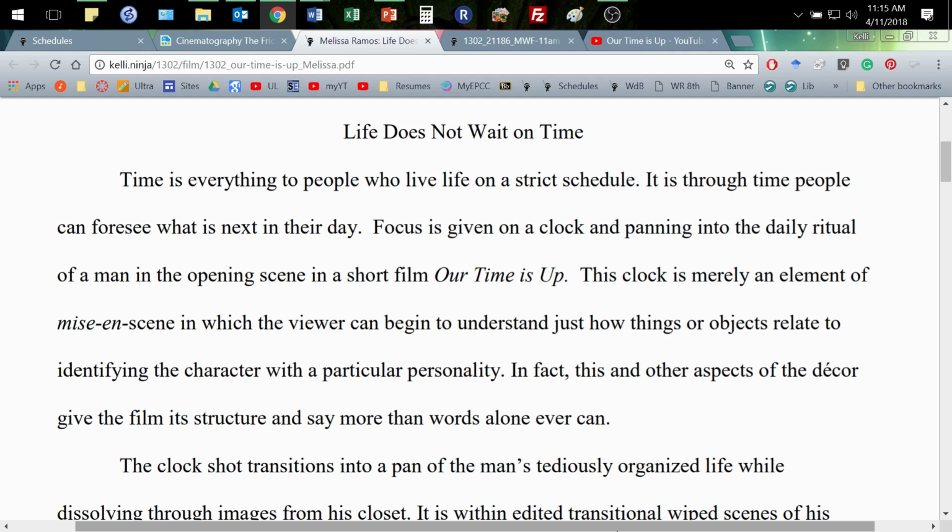But here's what she says, is that it's used, they're an element of mise-en-scene in which the viewer can begin to understand just how things or objects relate to identifying the character with a particular personality. These things show us Dr. Stern's personality. In fact, this and other aspects of decor give the film structure and say more than words can. So that's her thesis. That's her promise. In the end, she's got to show us, how do these show us more than just words, right?